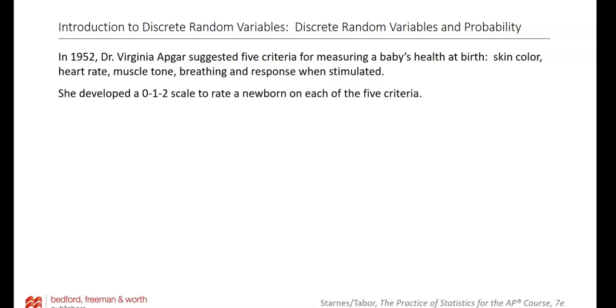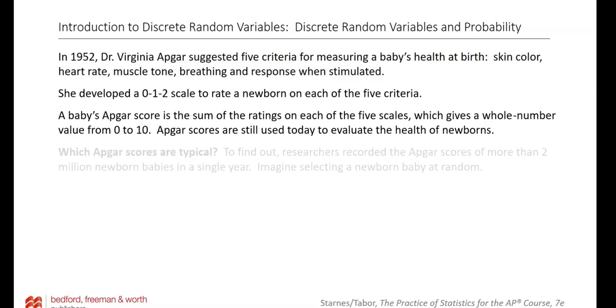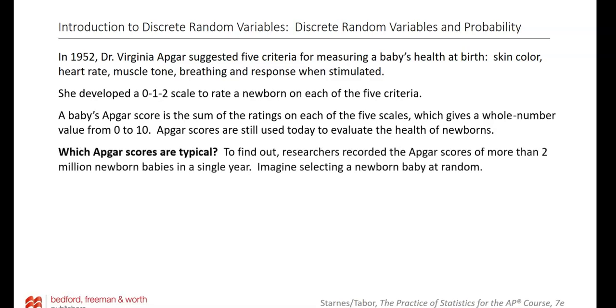She developed a 0, 1, 2 scale to rate a newborn on each of the 5 criteria. So the max score you can get is a 10. I think it's tough to get a 10. But if you're up towards the top, that's pretty good. If you're down towards 0, that's potentially pretty bad. But if you're just a little bit below, that's fine. What scores are typical? I don't remember exactly. I remember they gave us a score when we had our baby.